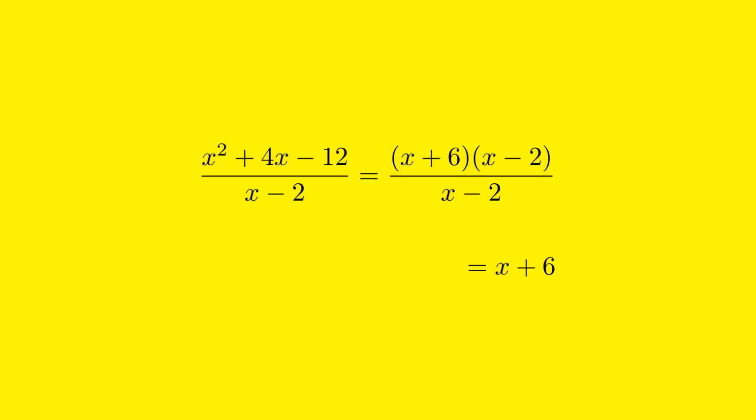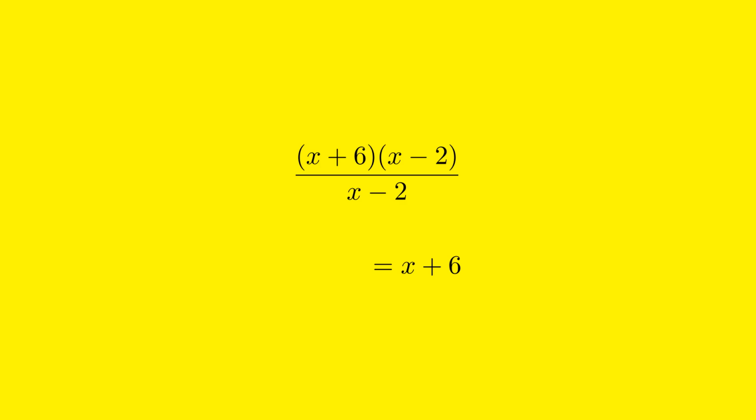Thus, we can rewrite the numerator x squared plus 4x minus 12 as x plus 6 times x minus 2. So now the expression is x plus 6 times x minus 2 all over x minus 2. At this point, we notice that the x minus 2 term in the numerator and the x minus 2 term in the denominator are the same and can be cancelled out. This simplifies our expression to x plus 6.